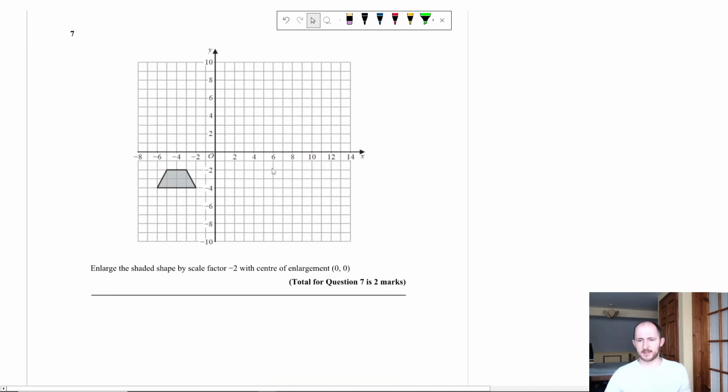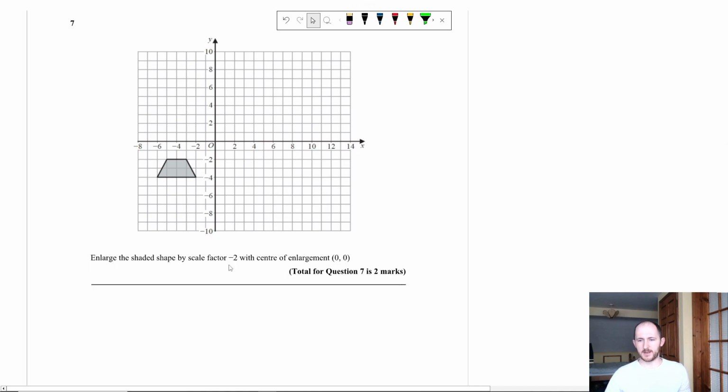What's next? Enlarge the shaded shape by a scale factor of -2 with center of enlargement 0. Okay, I actually haven't gone through this on the channel, so this is probably quite an interesting question. So what I do is I put an X where the center of enlargement is. Doesn't matter where it is, I put an X there. And here's what I do, is I take each coordinate. So I look at this point, and all you want to do is ask yourself, how many to the left and how many to the right does it go?